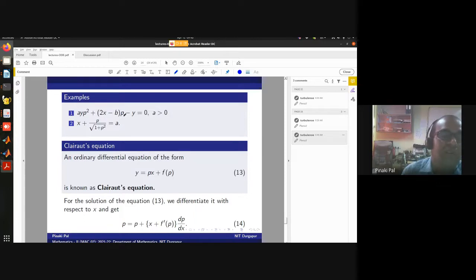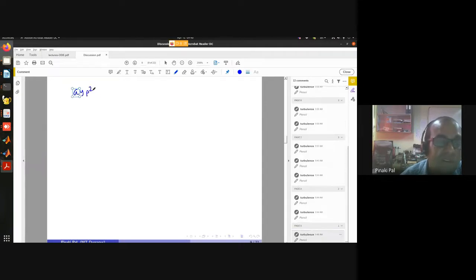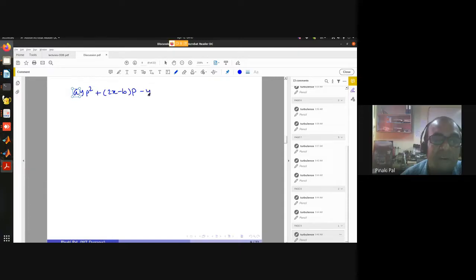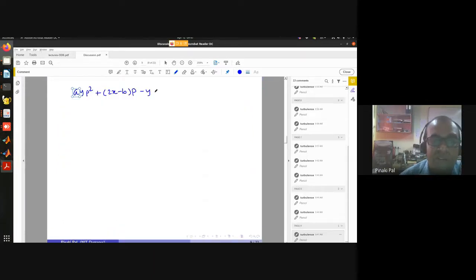Okay, so write it down. The given differential equation: a y p square, then what is the equation? Plus (2x minus b) into p, minus y is equal to 0.